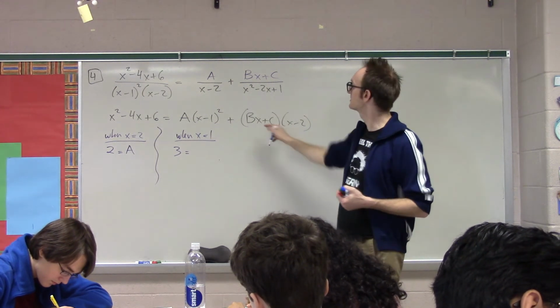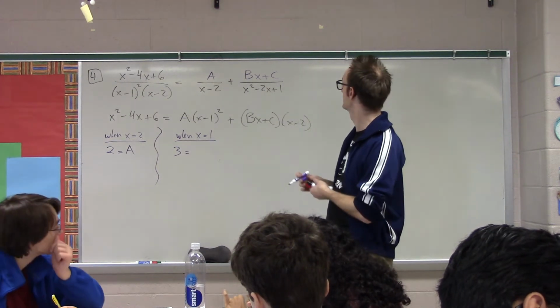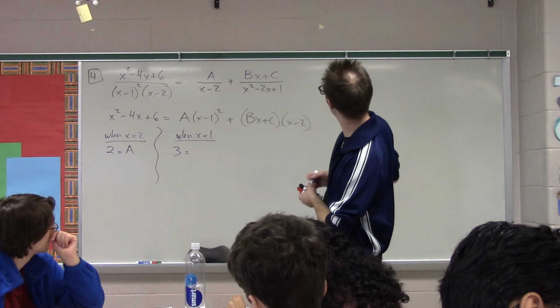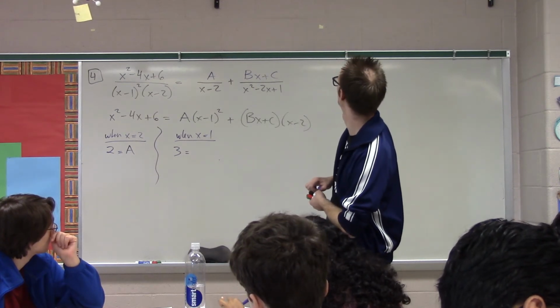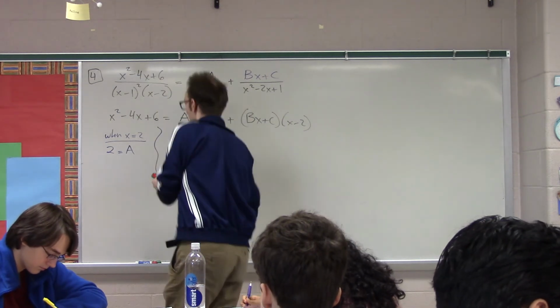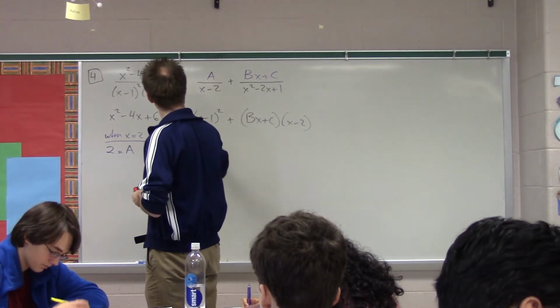B plus C times -2 or something, right? Actually, I changed my mind. I think plugging in 1 is not even really that helpful. Oh, maybe it is. Maybe I want the quadratic term. Let's do that. What's the x squared term?